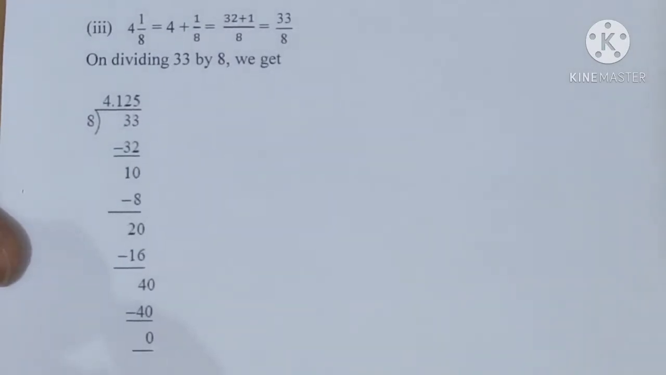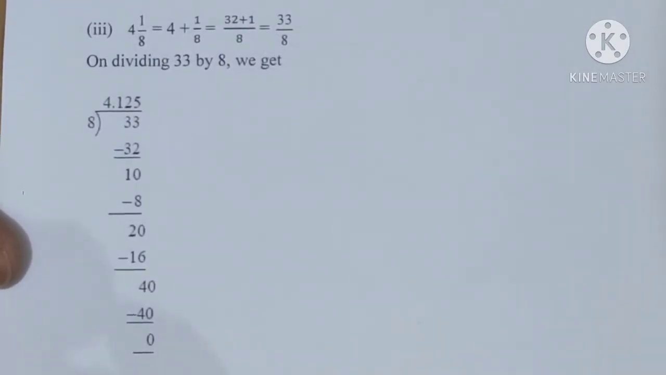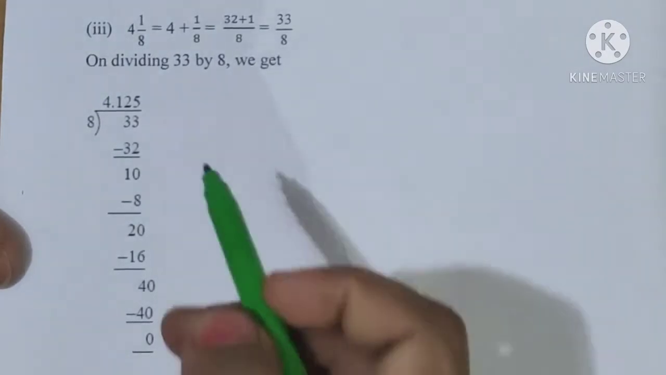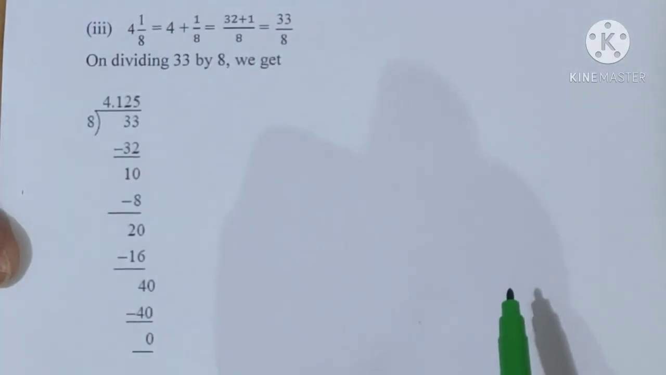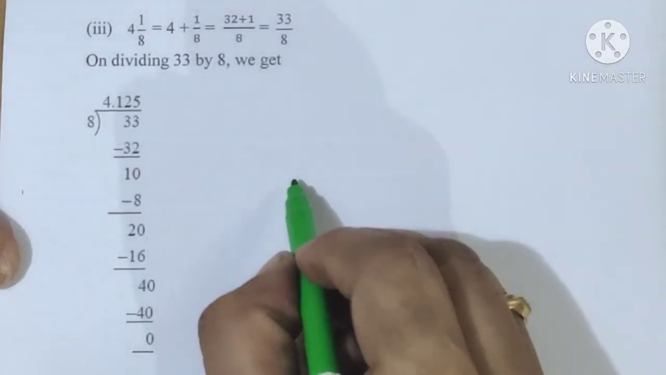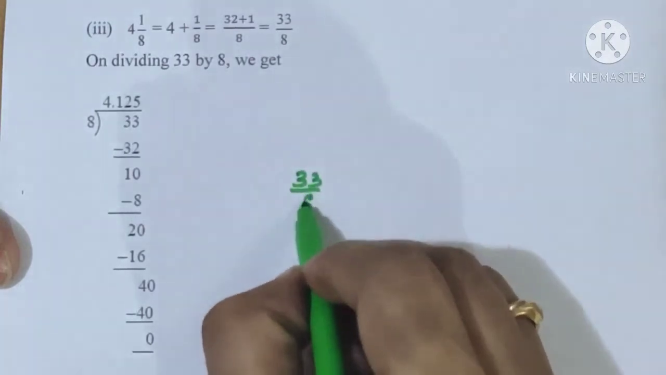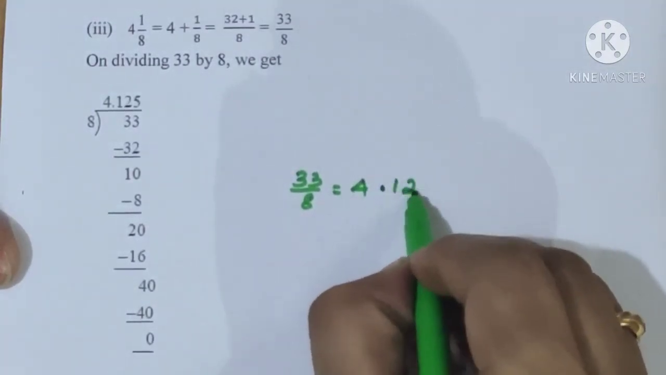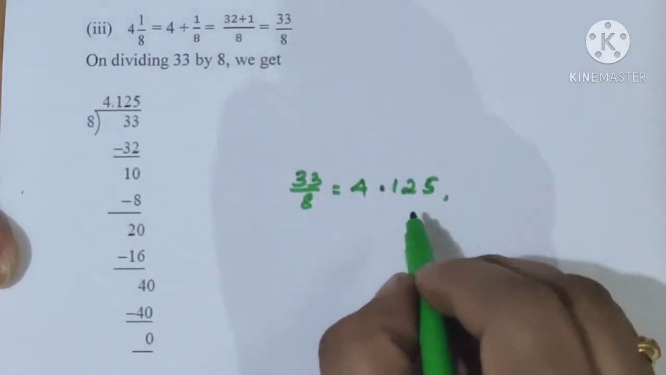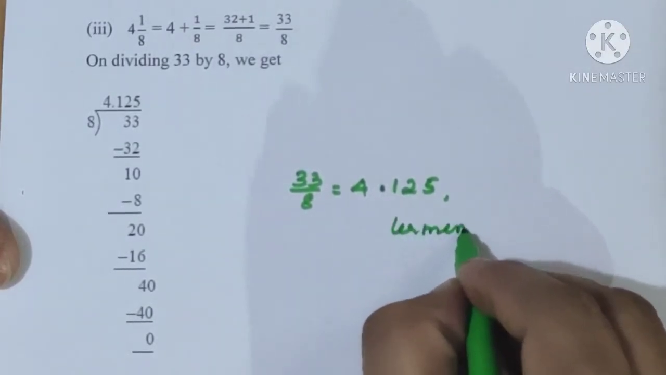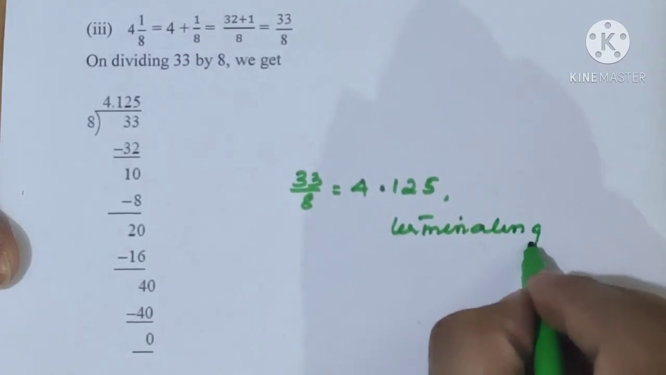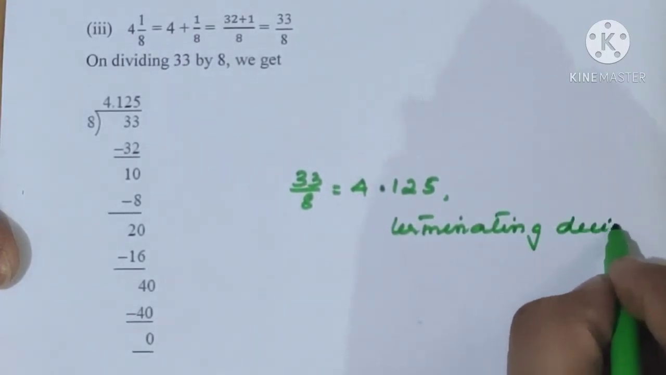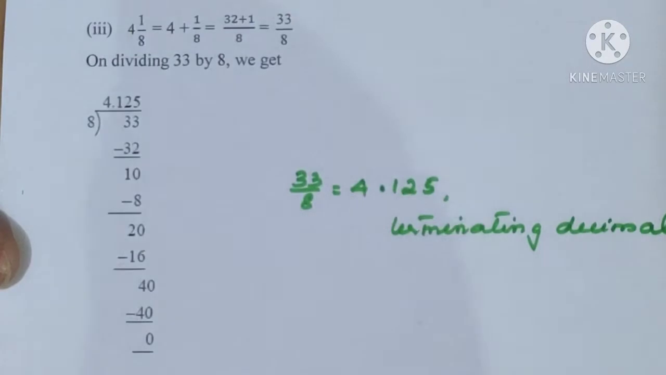4 integer 1 by 8, that means 33 by 8 only. The number is 33 by 8, so we have to divide 33 by 8. You can see the division here. What is the quotient we are getting there? 4.125. So I'll write here 33 by 8 equals 4.125. That means which type of decimal expansion do we have here? Terminating decimal. So this rational number has a decimal expansion which is terminating.